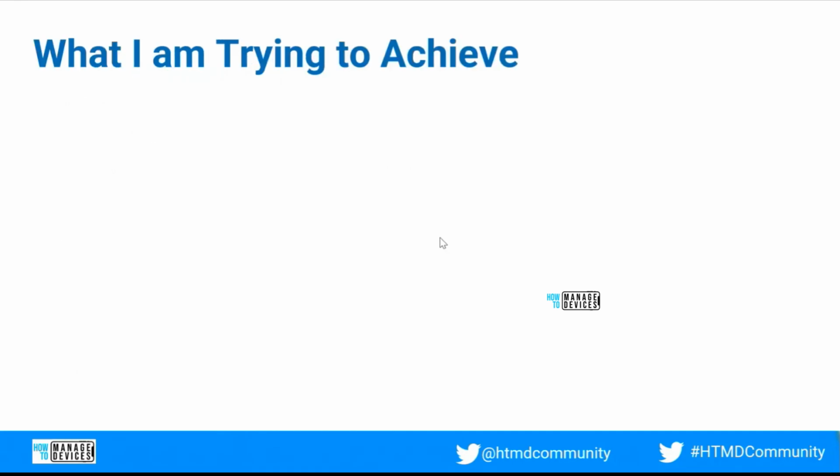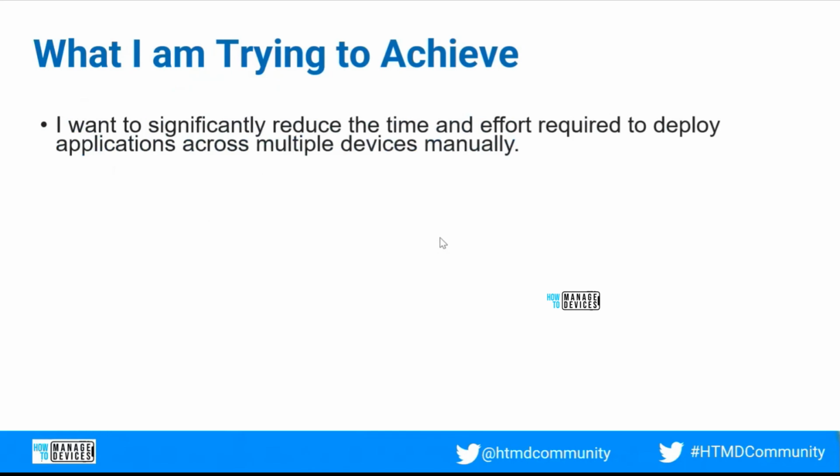So what I'm trying to achieve here, that's what I'm going to explain in this slide. I want to significantly reduce the time and effort required to deploy an application across multiple devices manually, right? Generally in our legacy scenario, we create an application, we take a group which was created, or probably you will create a new group and deploy to the group, and you will add the users or the devices into that group using multiple methods. That's how it generally works, and we are all working in that method.